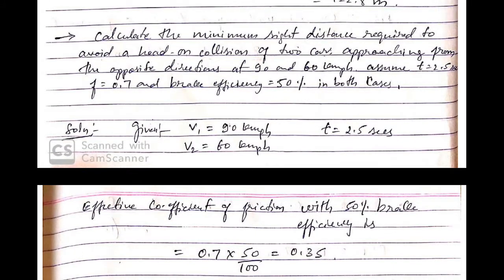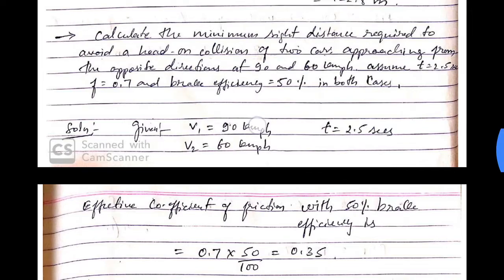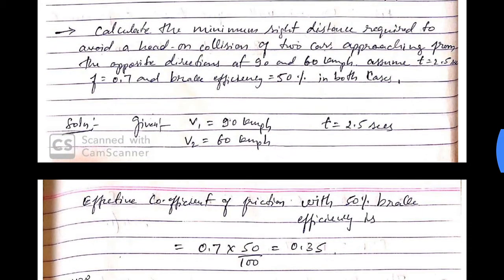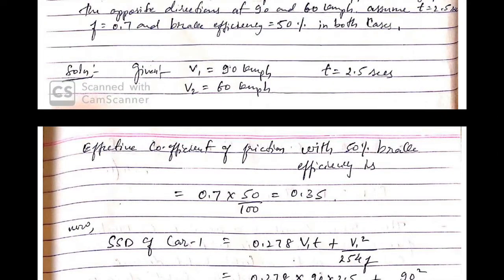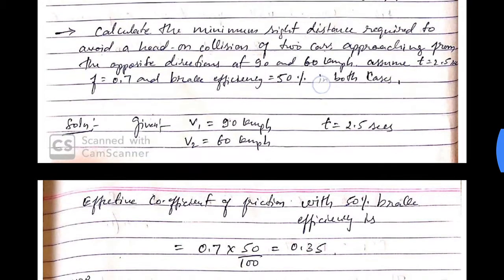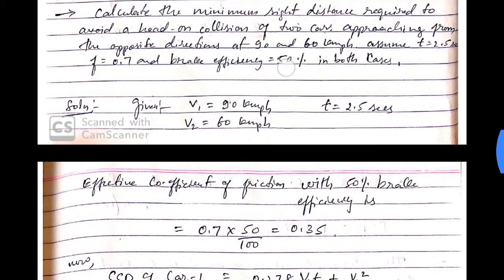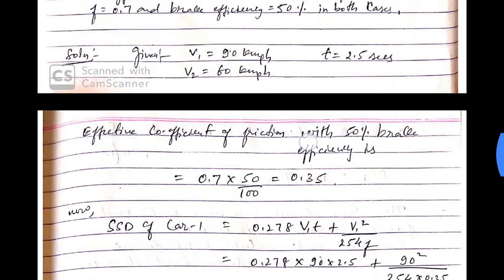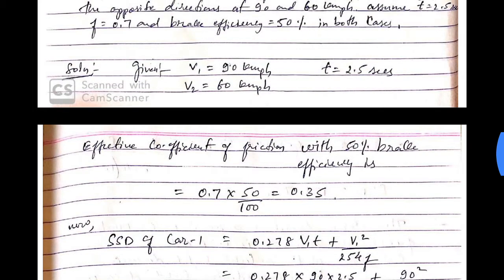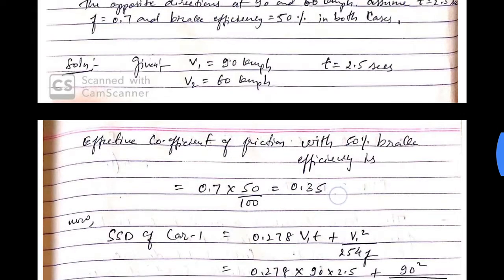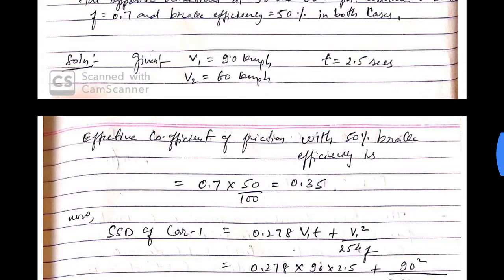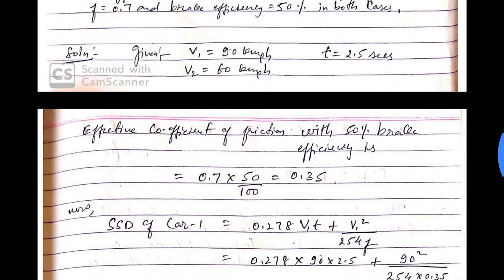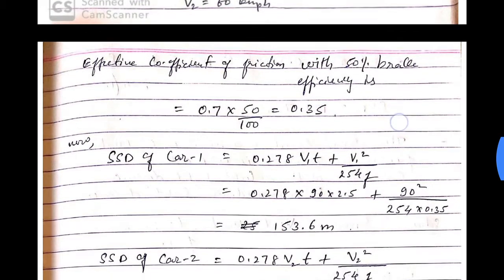Now let us have a look at the solution. Given are the velocities of two different cars. The first one is 90 kmph, the second one is 60 kmph. Reaction time is 2.5 seconds. Now, since the braking efficiency is given here, the coefficient of friction is dependent on the braking efficiency. Therefore, effective coefficient of friction is nothing but 0.7 into 50%. Okay, so 50% can be written as 50 by 100. We get 0.35. This value we will use in the formula.